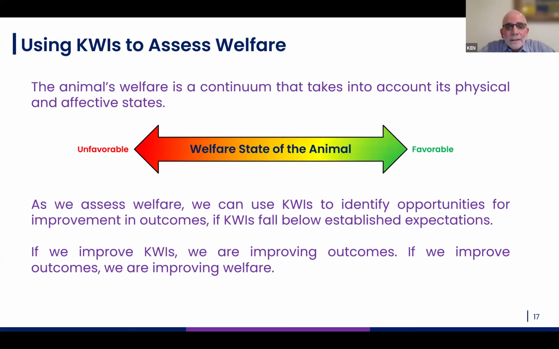So you've seen this schematic about the welfare state of the animal and the continuum. And as we assess welfare, we can use these KWIs to identify the opportunities and drive that continuum more to the right, to the favorable side. And we can feel comfortable that if we're improving KWIs, we are improving the animal welfare outcomes. And if we're doing that, we're improving welfare in the animal.